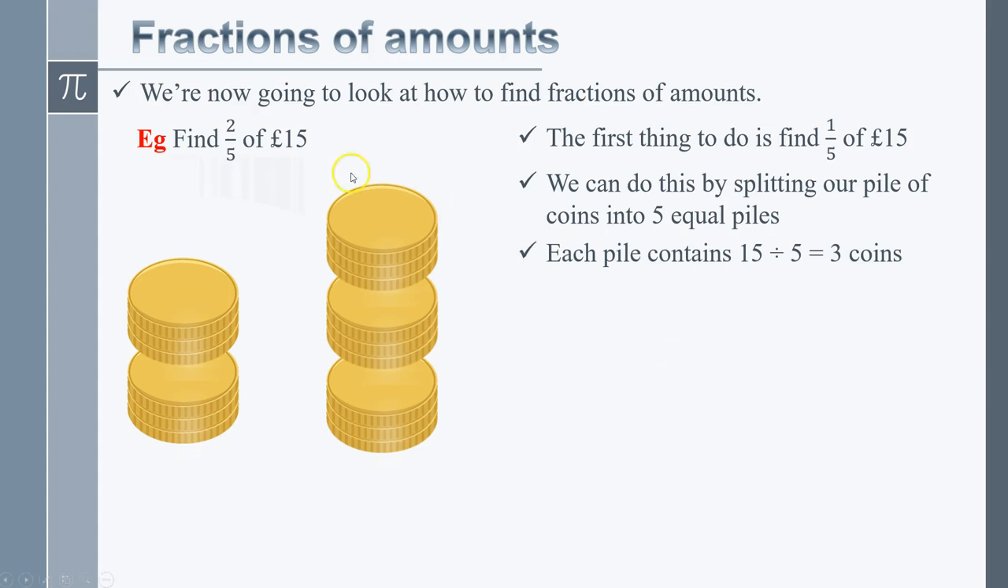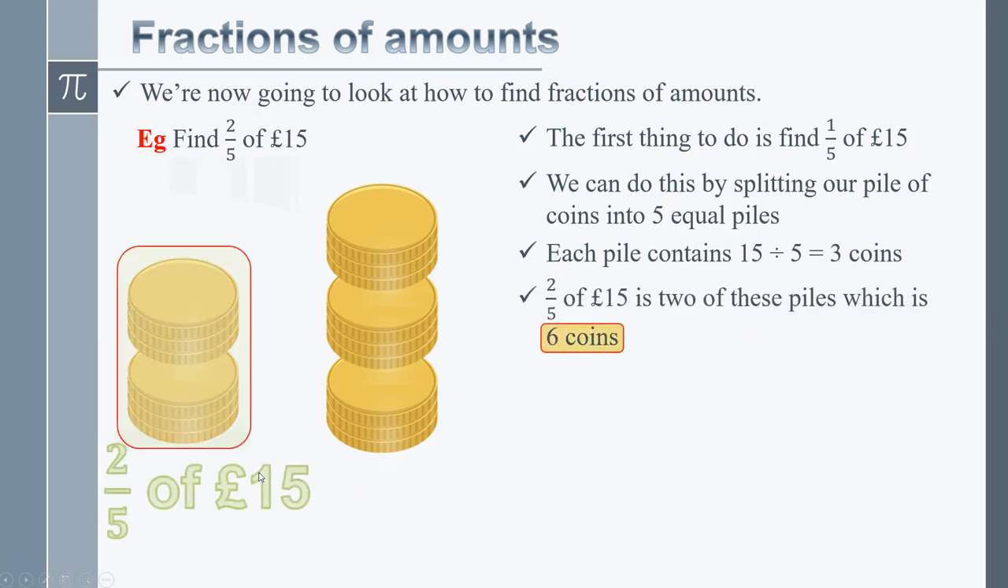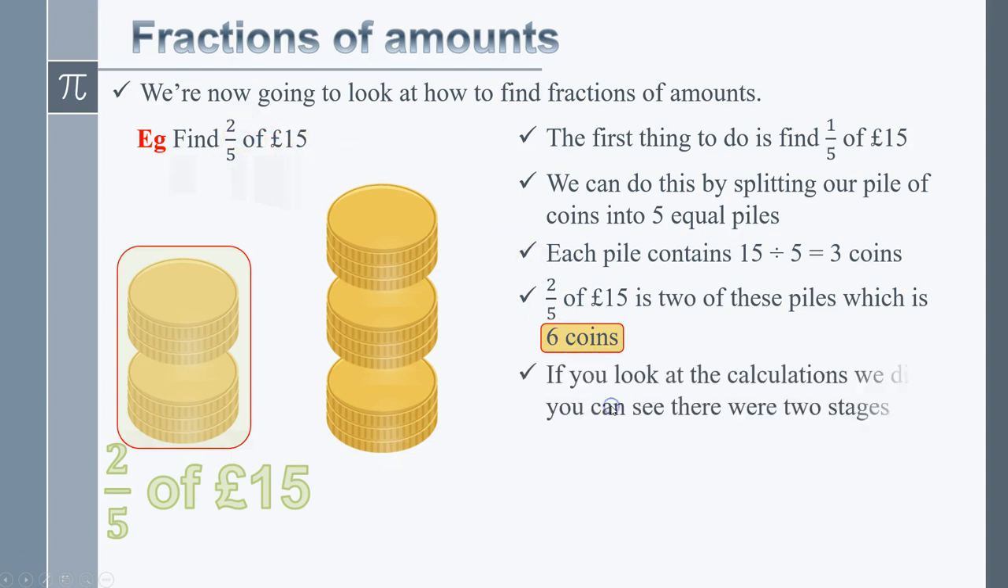Now, the question's asking us to work out what is 2/5. So essentially I'm going to need 2 of these piles. So I'm going to pick these 2 here, so 2 piles. That's 2 lots of 3, so that's going to be 6 coins. So we can say that 2/5 of 15 is 6.